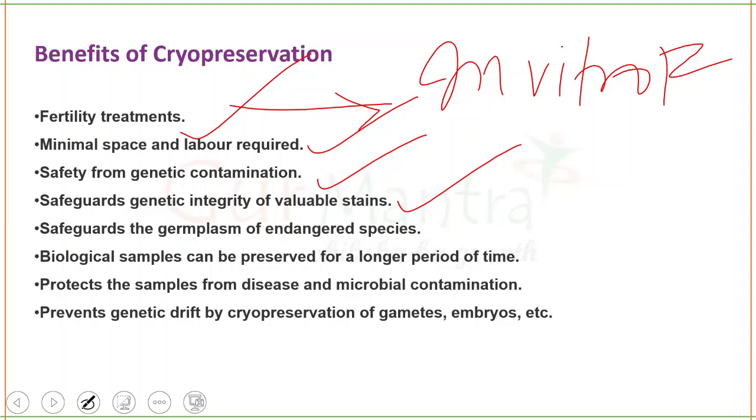Safeguards the germ plasm of the endangered species. You can collect the germ plasm. Germ plasm means the sperm and the ova of the endangered species, and you can do in vitro fertilization for them. Next, biological samples can be preserved for a very long period of time, protects the sample from disease and microbial contamination, prevents genetic drift by cryopreservation of gametes and embryos.